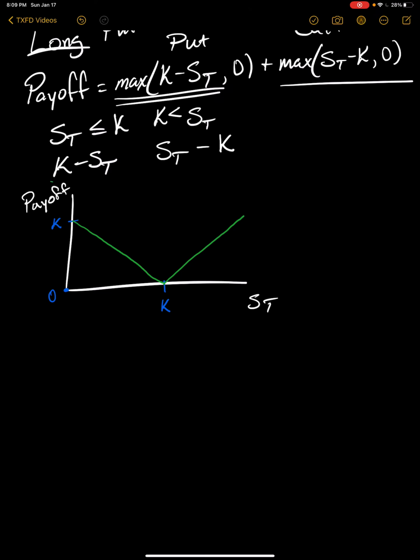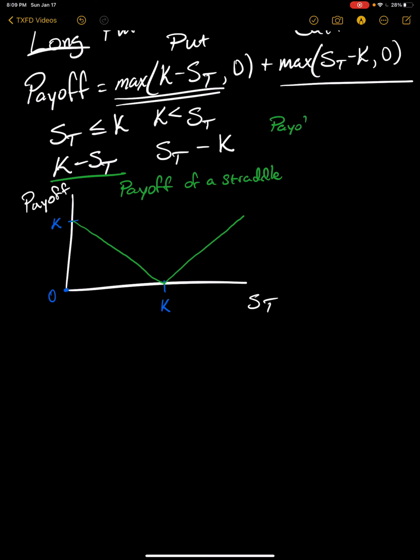It's going to first be a decreasing function going from K to 0. It's 0 when the stock price equals K, and then it's an increasing function thereafter. And so it's piecewise here, right? And so this is, again, the payoff of a straddle. And so you can view this as a piecewise function.